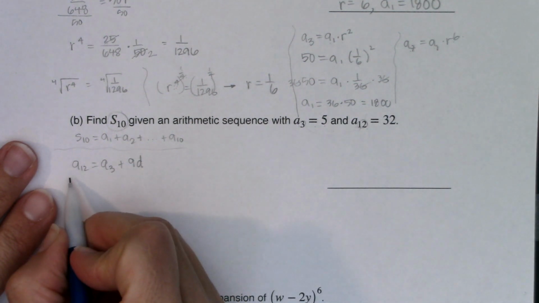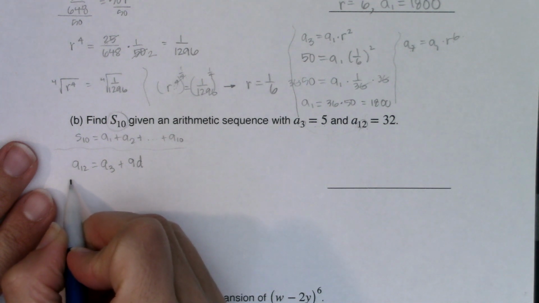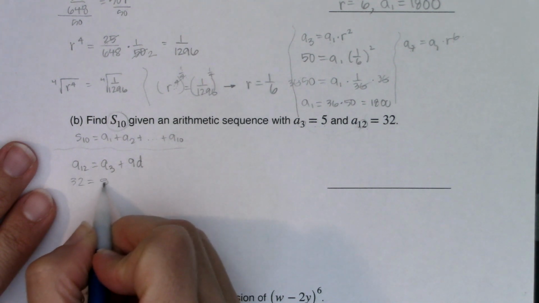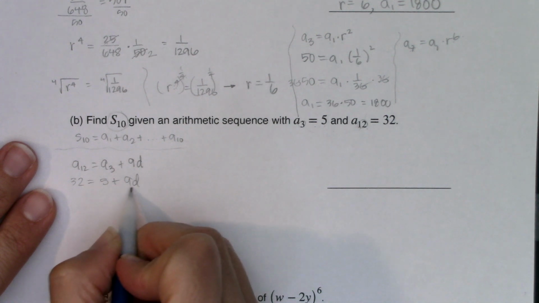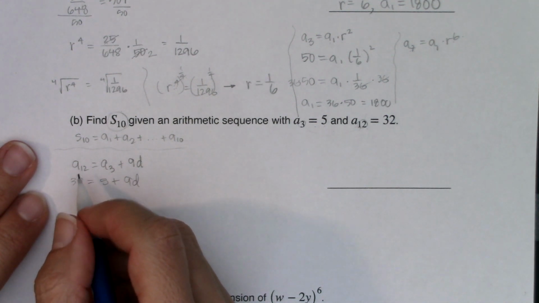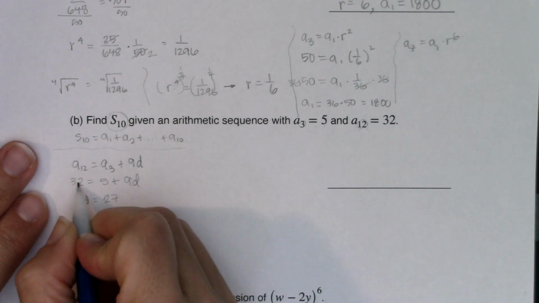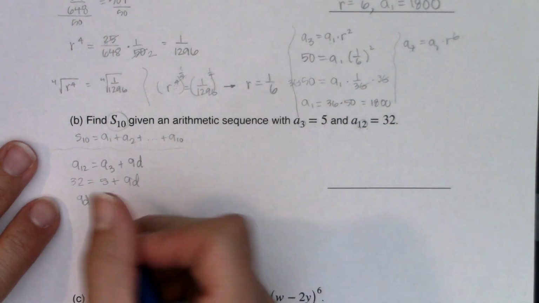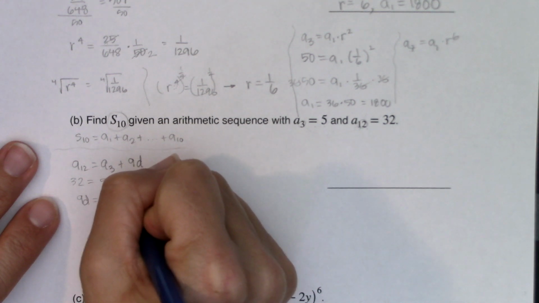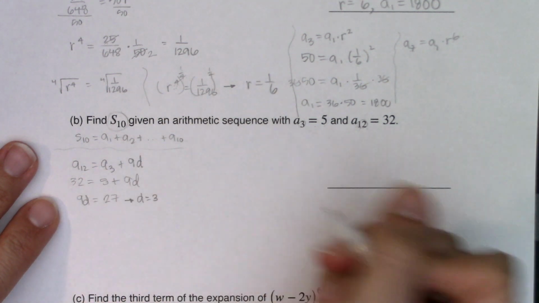So let's go ahead and solve for D. When I do that, I have 32 equaling 5 plus 9D. I'm going to subtract 5 from both sides. So I'm going to write my variable on the left. 9D is going to equal 27 because 32 minus 5 is 27. And then when I divide by 9, I'm going to get my difference is 3.